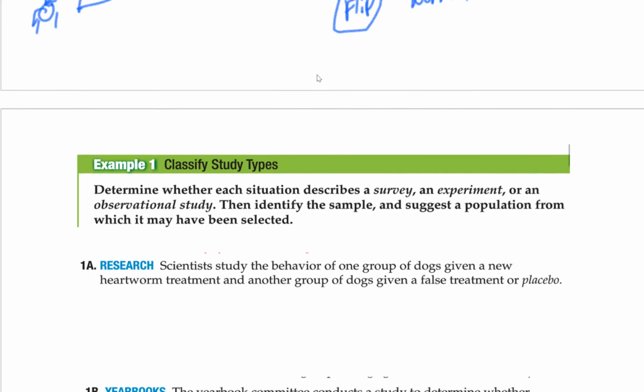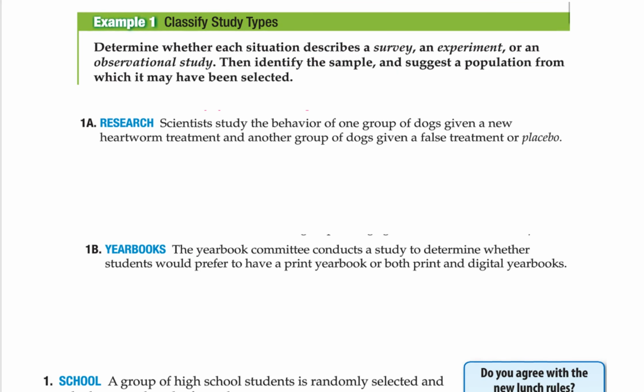So now that we know what type of groups are, let's classify some types of studies. So this first one: scientists study the behavior of one group of dogs given a new heartworm treatment and another group of dogs given a false treatment. Notice how there's two groups. One is given a placebo, which means it's like a sugar pill, there's nothing there. And another group is given the heartworm treatment. Hopefully my dog's in the heartworm treatment group. So this is called an experiment.